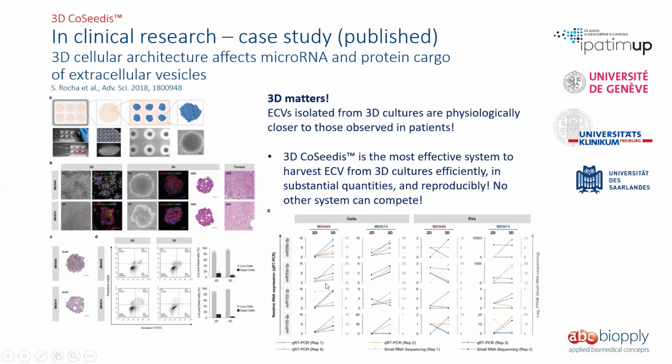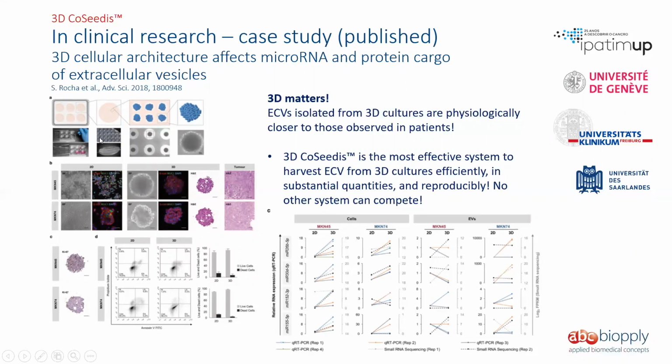The difference is that they show a completely different content in microRNA and protein, but also the composition of the entire population of extracellular vesicles in terms of shape and size is remarkably different. More important, though, is the observation that whatever they isolate from 3D is much more similar to what is observed in, for example, blood of a patient.